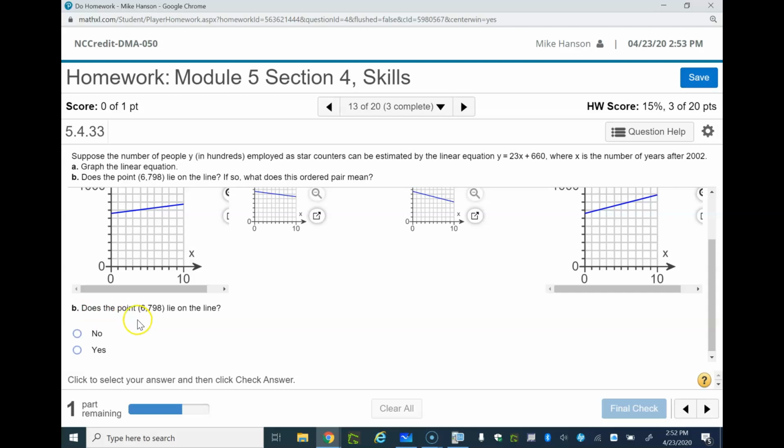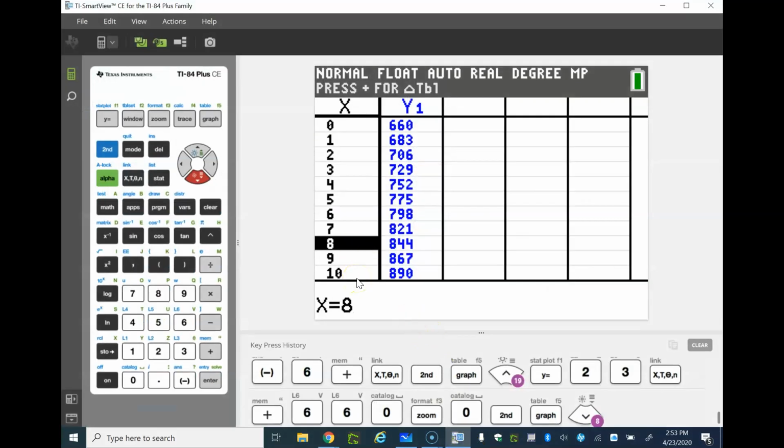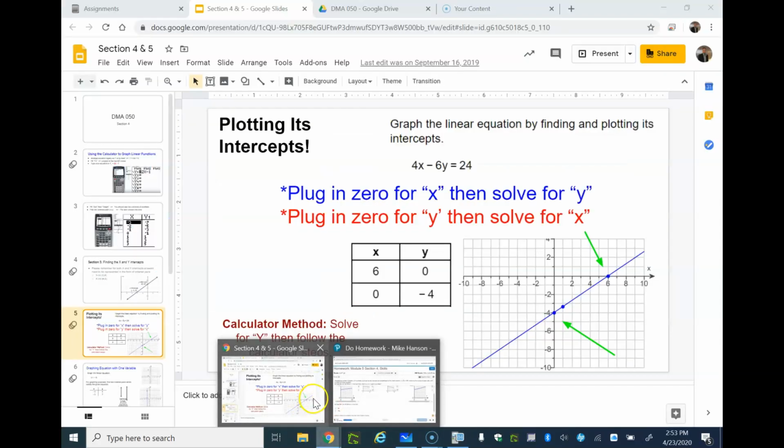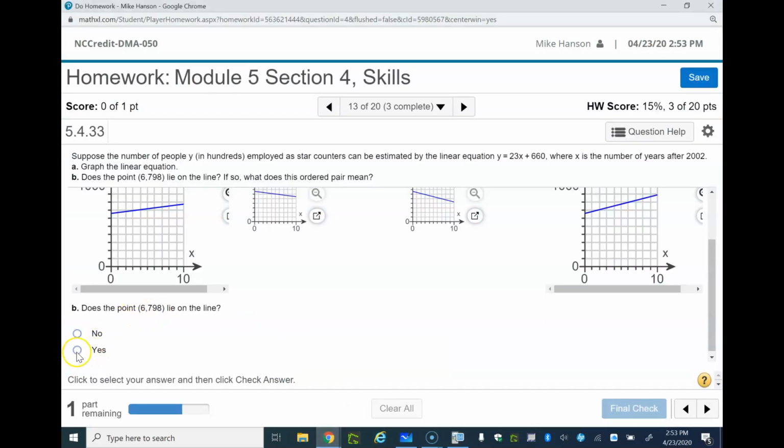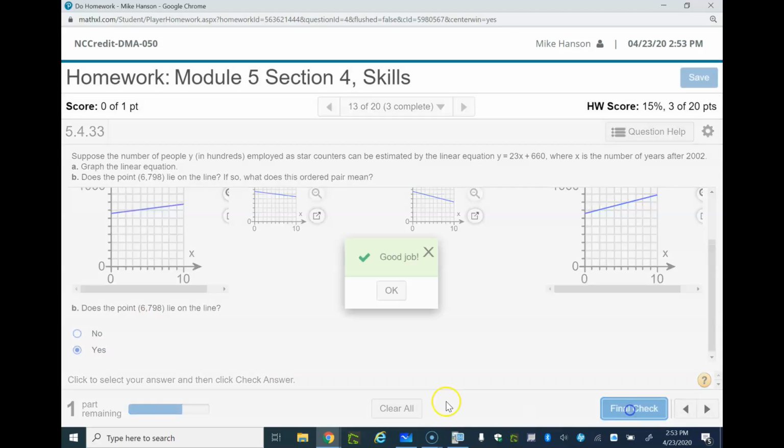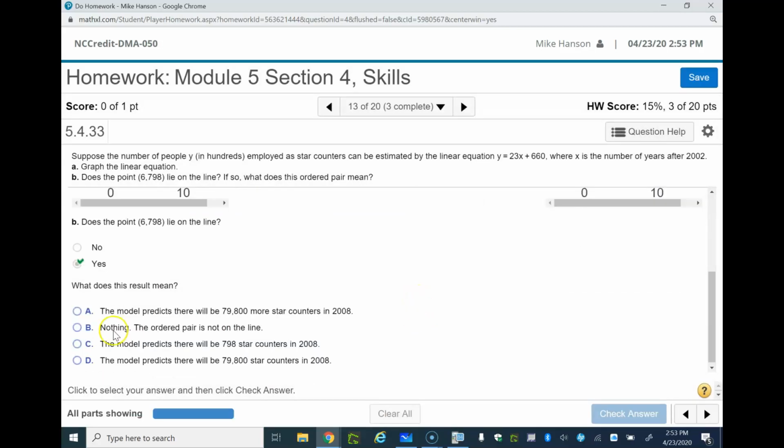And it says now, does the point 6, 798 lie on the line? So you don't need to look at these lines here. We actually have it in our calculator already. So let's go up to 6. And it's supposed to be 6 and 798, which it does. So it matches what we have here. So yes, it does go through that final point. Oh, there's one more.